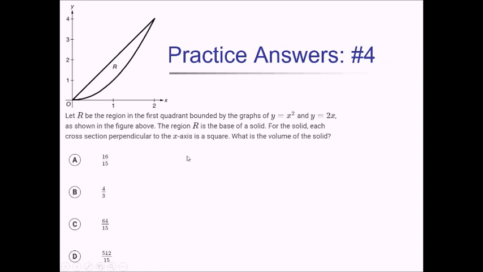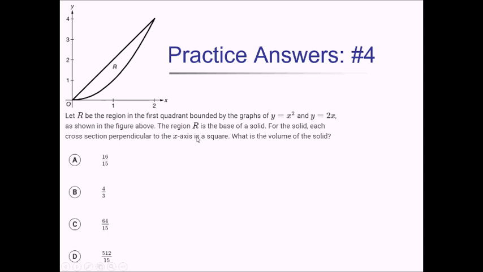For this problem, we have this region R bounded by x squared and 2x, and we're told that this region is the base of a solid where the cross-section perpendicular to the x-axis is a square. So we have these squares essentially growing out of this region three-dimensionally, and we want to find the volume of the whole thing. So in order to do this, we're essentially going to be taking the area of some square slices and integrating that from left to right.